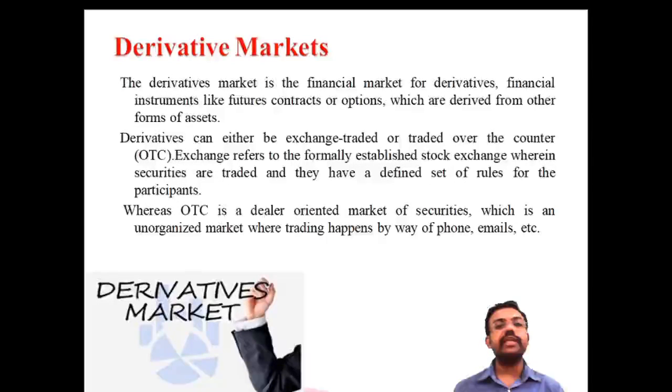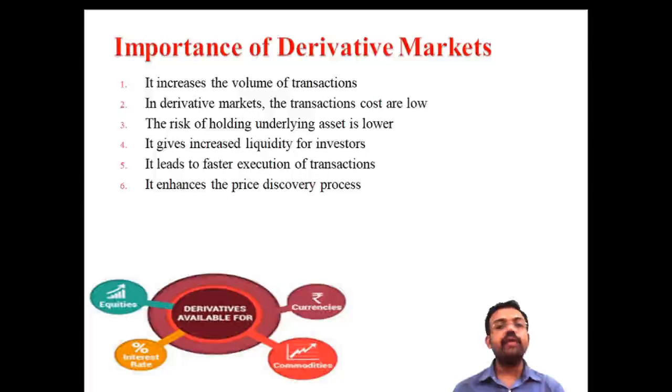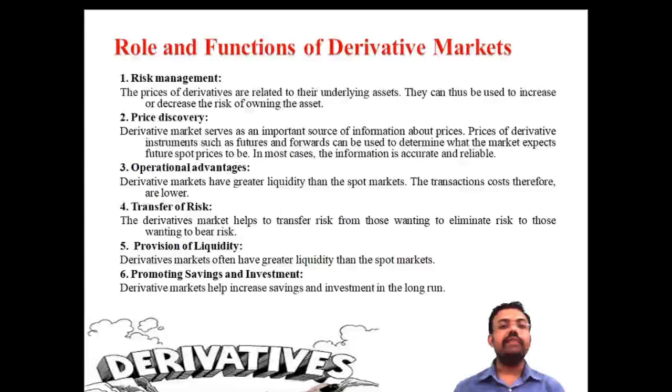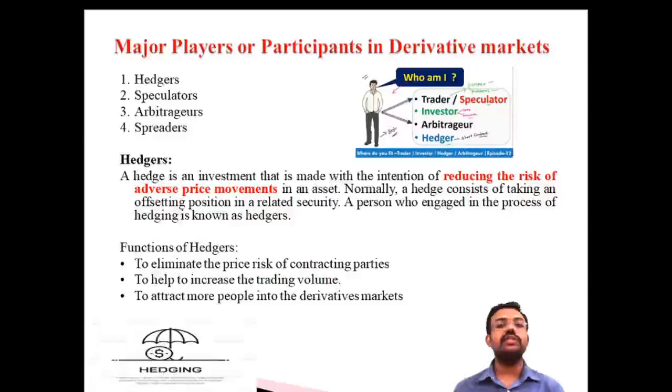There are two kinds of derivative market: the OTC market and the exchange traded market. These are the importance of the derivative market: fast execution, price discovery. By role and function, there is risk management, price discovery, operational advantages, transferring of the risk, provision of liquidity, and promoting savings and investments. These are the roles and functions of the derivative market.